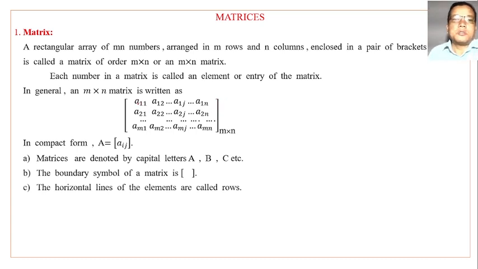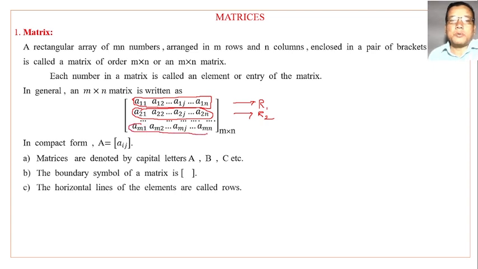These elements form a row, denoted by capital R. This is the second row, R with suffix 2. Then, coming to the m-th row, it is denoted by capital R m.